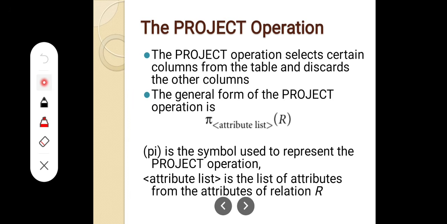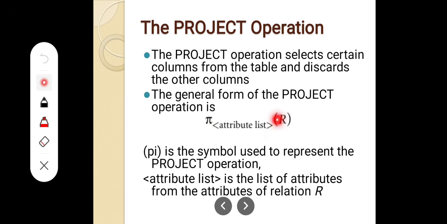Okay, next the project operation. The project operation is used to select an attribute or column. Okay, so the project operation selects certain columns from the table and discards the other columns. It is used to select a particular column or attribute from a relation, and it will discard the rest of the columns. The general form is like this: pi. The project operation is pi. Clear? Sigma is the select operation, pi is the project operation.